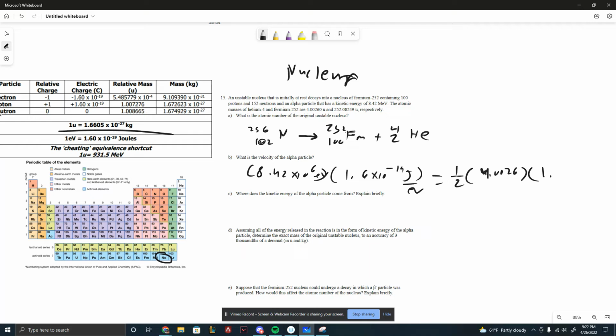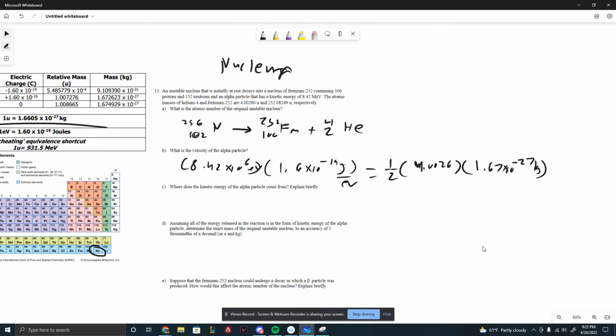I just round up to 1.67 times 10 to the negative 27th kilograms. And then V squared. And then V is going to come out to around 2.01 times 10 to the 7th meters per second. Pretty straightforward. And now part C asks us, where does the kinetic energy of the alpha particle come from?